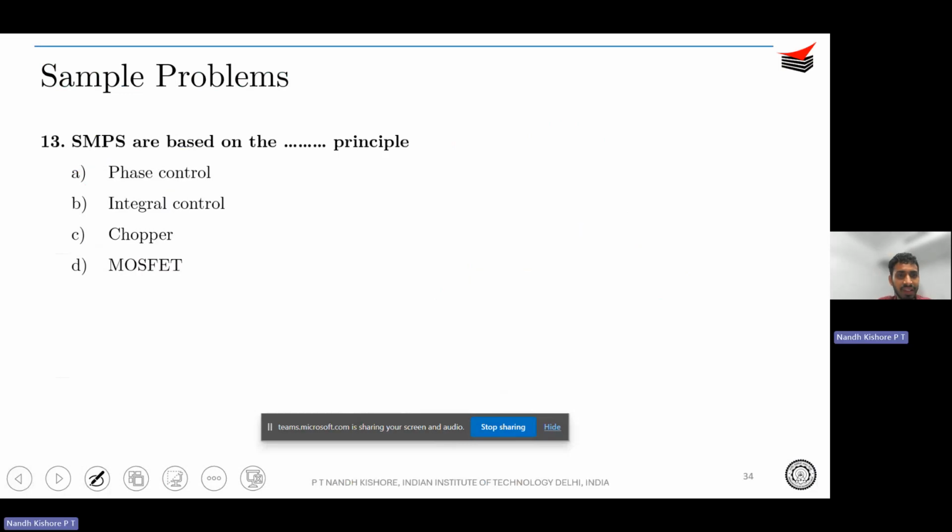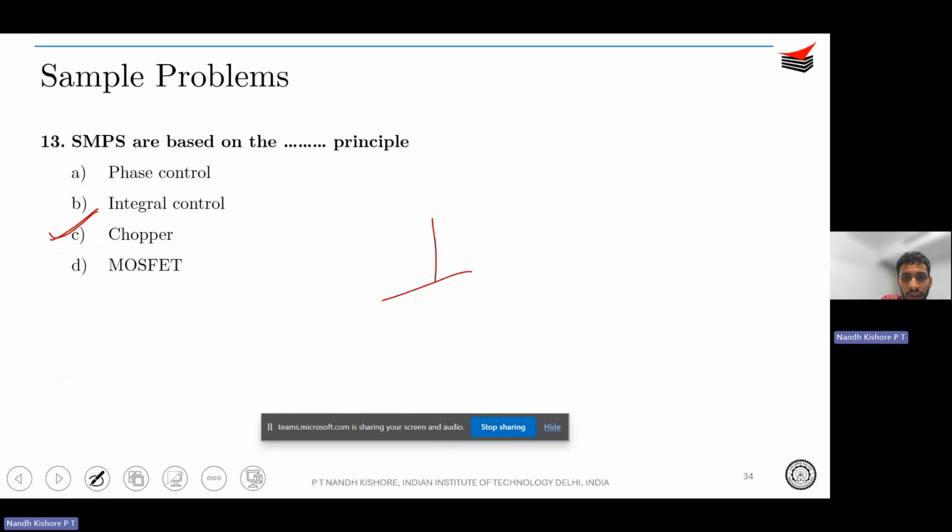SMPS are based on the dash principle: phase control, integral control, chopper, or MOSFET. We studied in one of the previous modules that all SMPS are based on the chopper principle. That is, you have step down choppers and step up choppers, so you basically have the DC-DC converters. All the SMPS are based on the chopper principle. That is, you get a chopped voltage at the switching node.